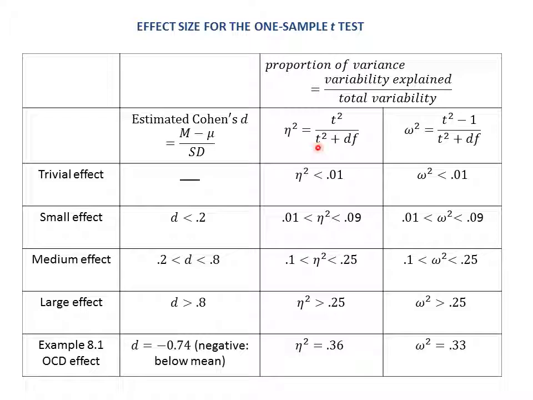And keep in mind, in both formulas, the t is the t statistic, not the critical value. So the t is the obtained t statistic, the obtained t value. And the effect sizes of our example are, for Cohen's d, minus 0.74. The negative means it's below the population mean. And eta squared is 36%, and omega squared is 33%.